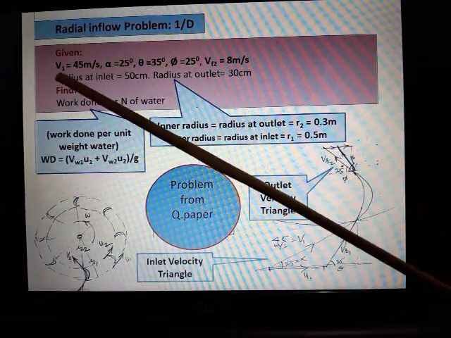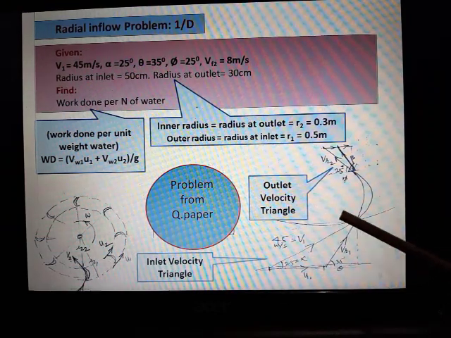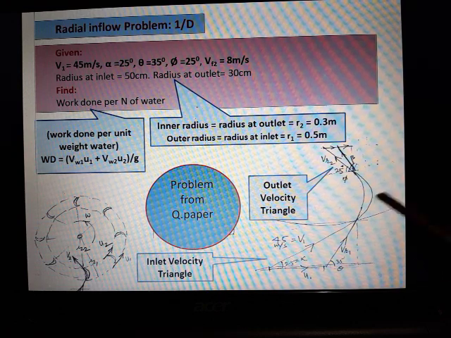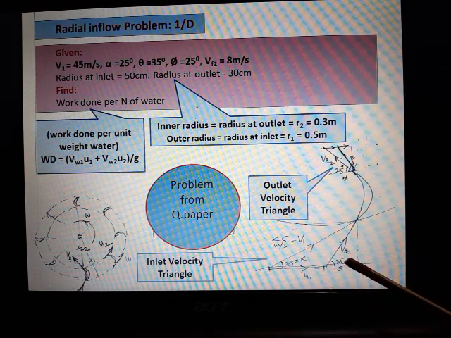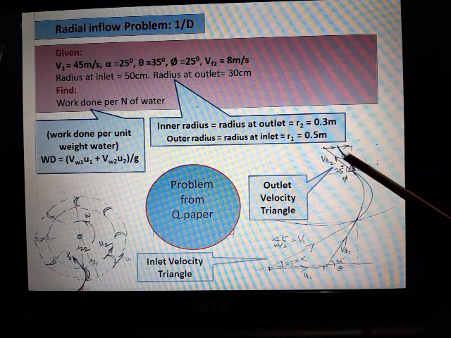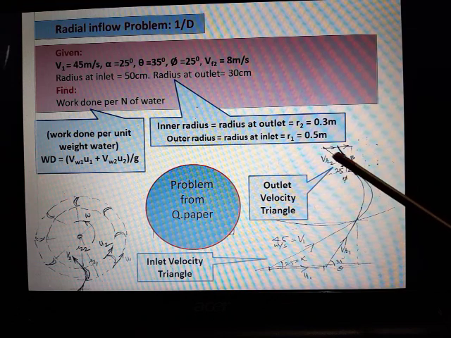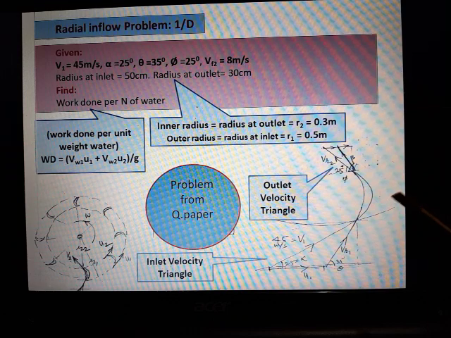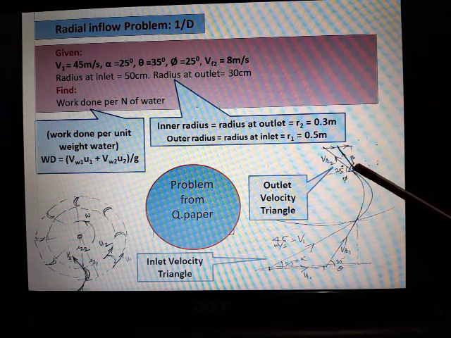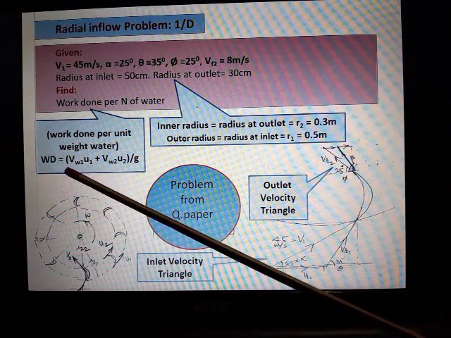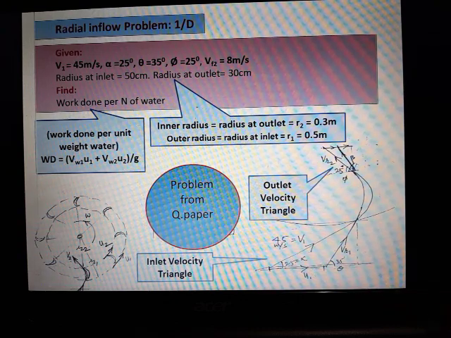Now with the data given, I can draw the inlet velocity triangle. So here 45, 25, this 35 is given. Outlet velocity triangle, the angle of vane, in the sense VR2 is making an angle of 25. We don't know about beta, but velocity of flow, that is this vertical distance, is given to be 8 meter per second. Now we'll have to evaluate all these parameters. Let us see.